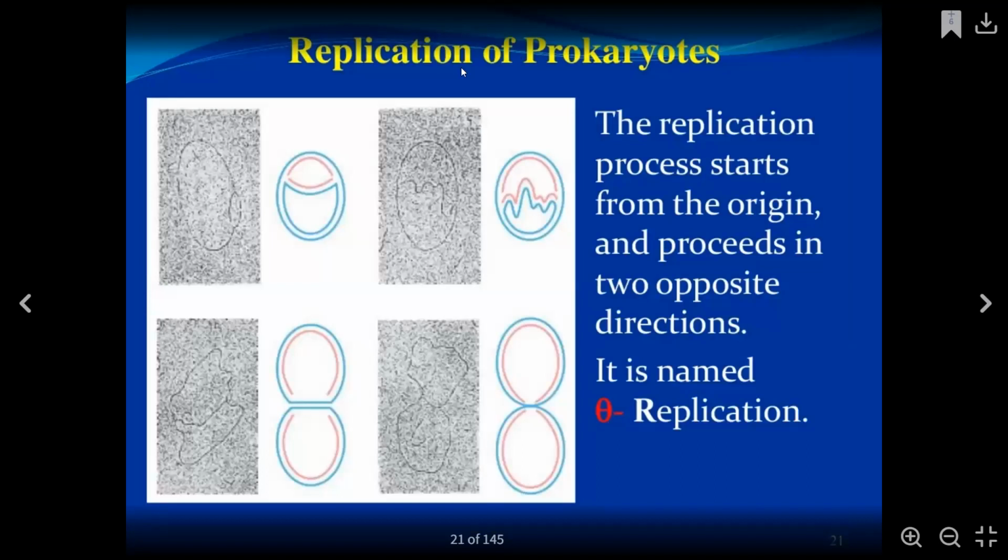So as you can see, the replication in prokaryotes, this is the original electron microscopic slide, which is showing the replication in prokaryotes, and the replication process starts from the ori region, that is the origin, and proceeds into opposite directions, and it is named as a theta replication. It's a symbol of theta. So this is called a theta replication.